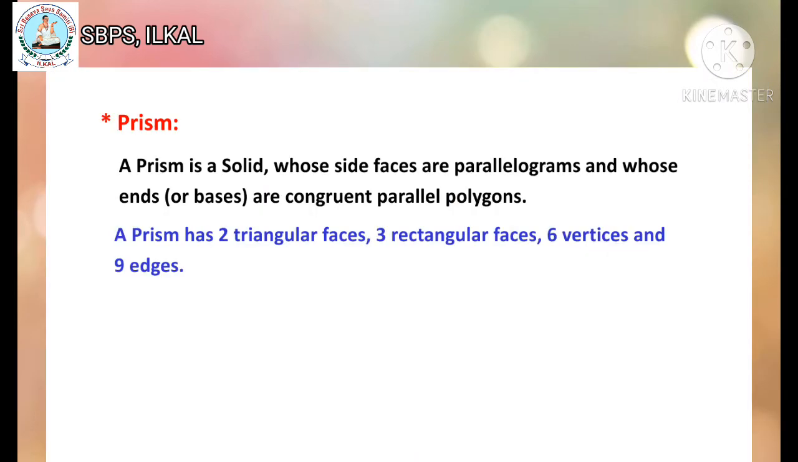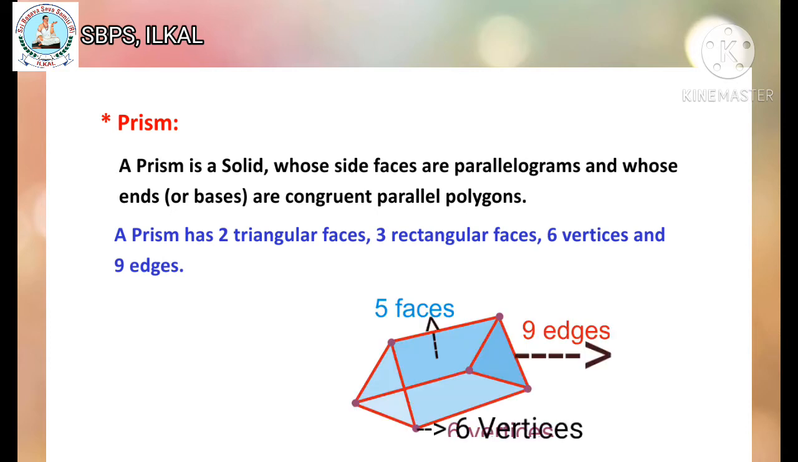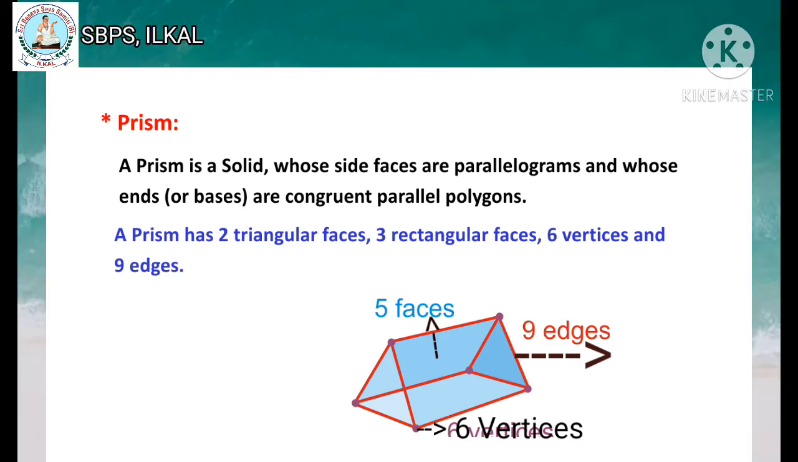Let's move to the next point, that is prism. A prism is a solid whose side faces are parallelograms and whose ends or bases are congruent parallel polygons. A prism has 2 triangular faces, 3 rectangular faces, 6 vertices and 9 edges. For example, triangular prism. Triangular prism has top and base both as triangles and remaining 3 faces are rectangular in faces, that is parallelogram in shape.